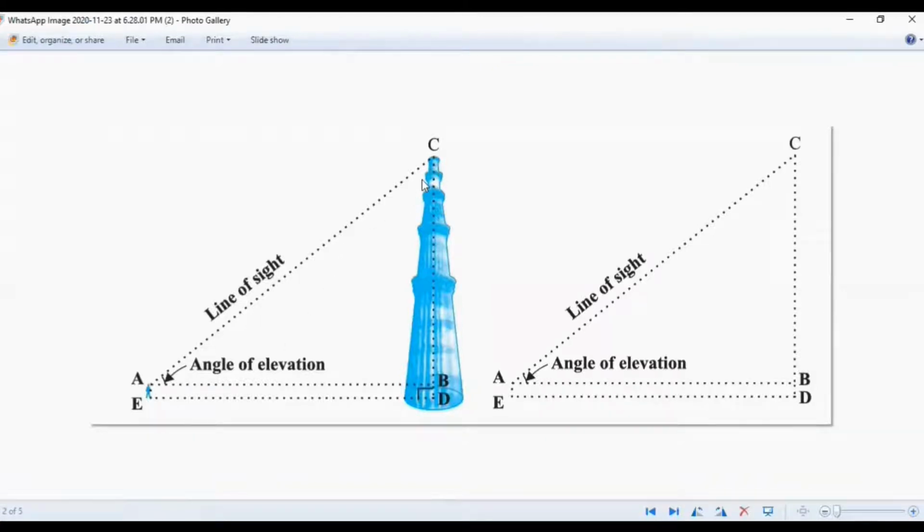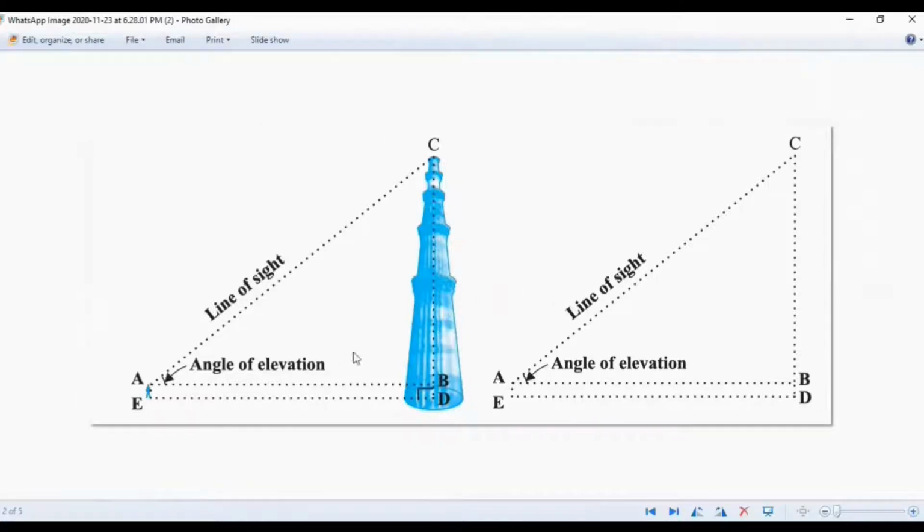To calculate the height of this Qutub Minar, it is enough to make a right triangle and measure the angle at A. If we know the distance through the ground, AB (ED and AB are the same), then using trigonometric ratios you can calculate the height CB, and then simply adding BD, you can get the height of the Qutub Minar. Similarly for other buildings, trees, mountains, etc.